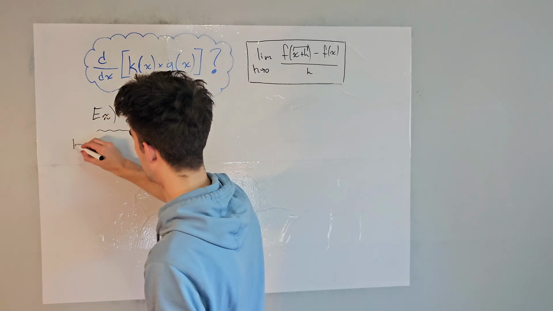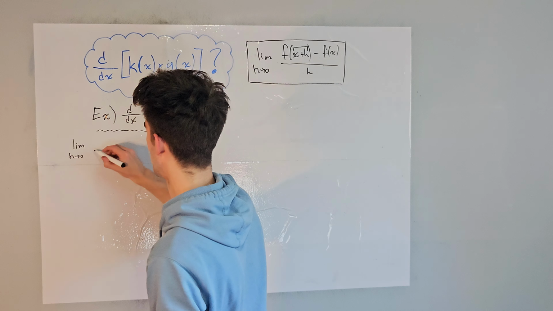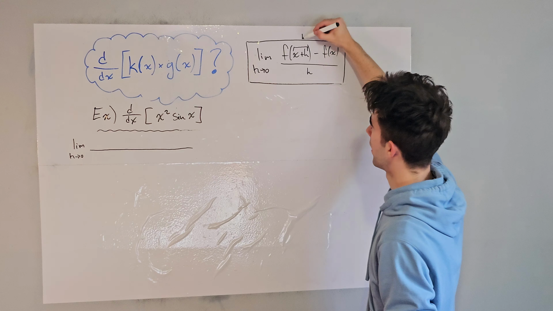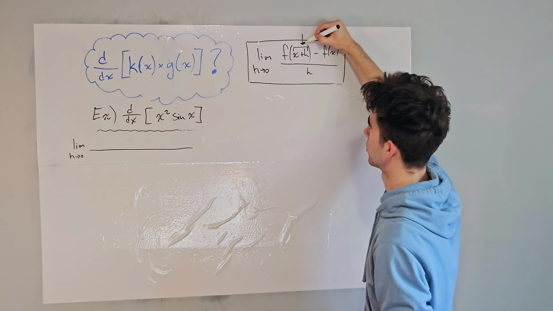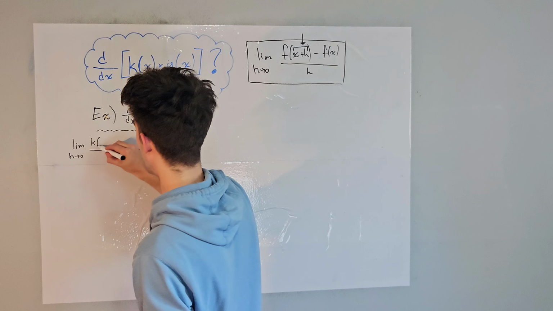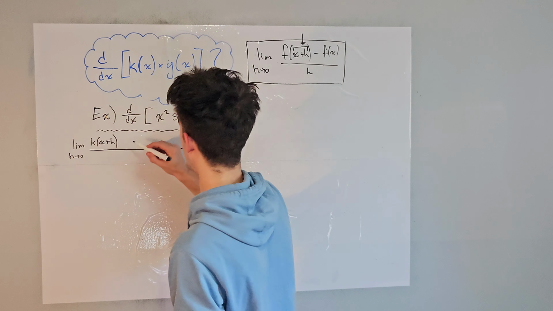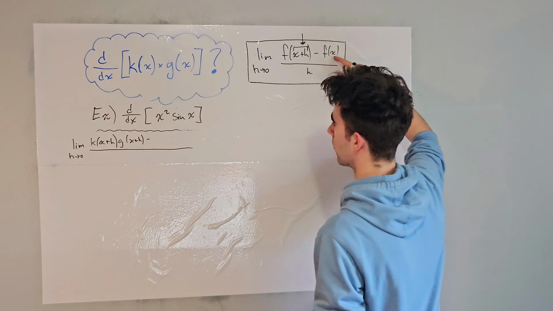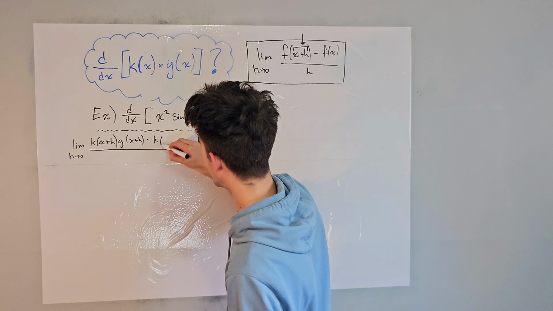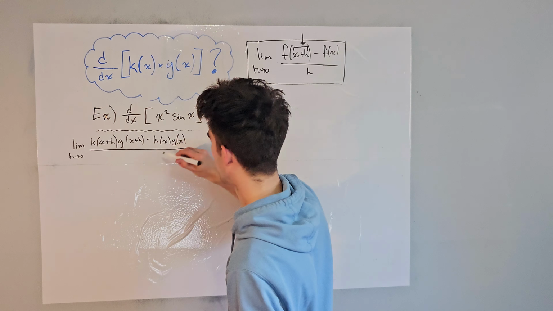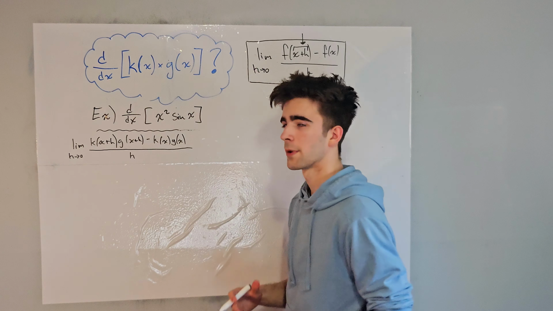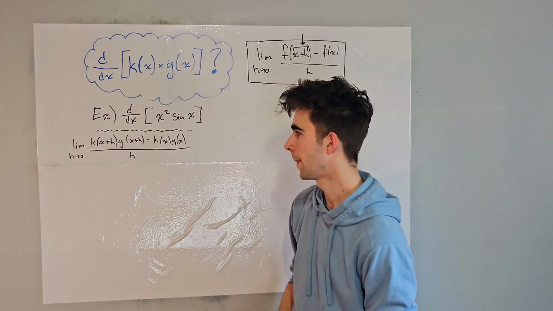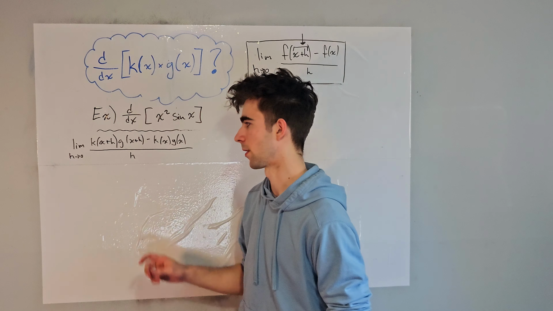We're taking the limit as h approaches 0 of what we're trying to differentiate, but nudged by a small amount h that's approaching 0. So k of x plus that nudge h, g of x plus h. And then just minus what we're trying to differentiate, k of x, g of x, all over h. From here, I'm going to add in a new term and subtract the same term. So in the end, they cancel each other out, but it'll help us simplify down this expression.